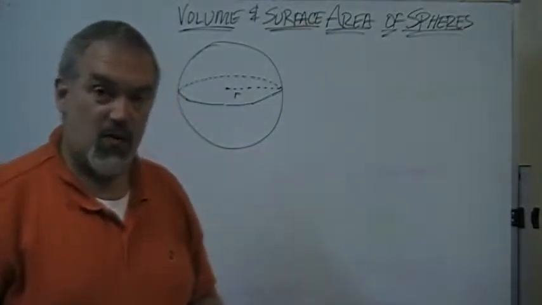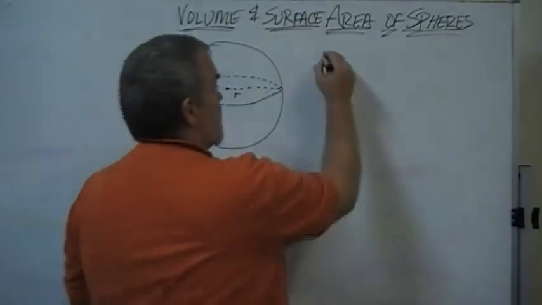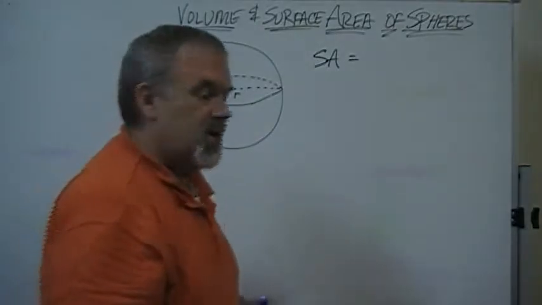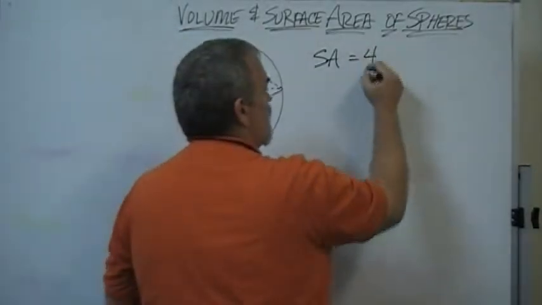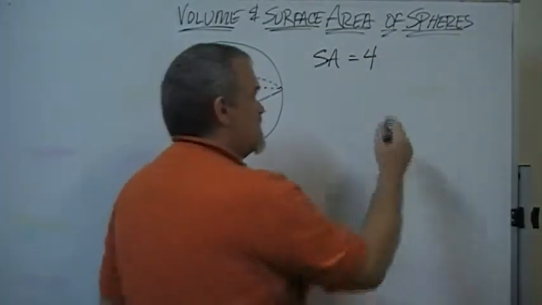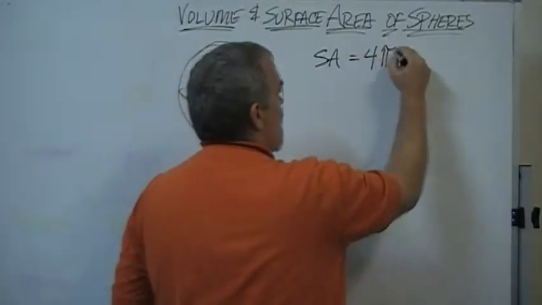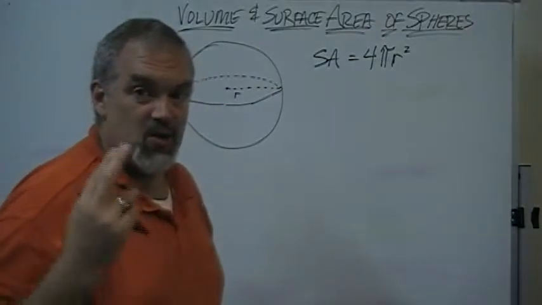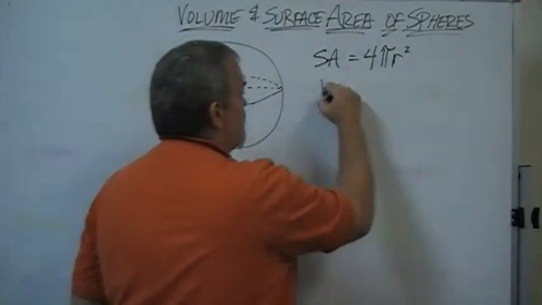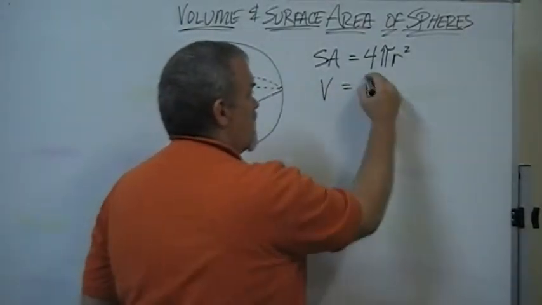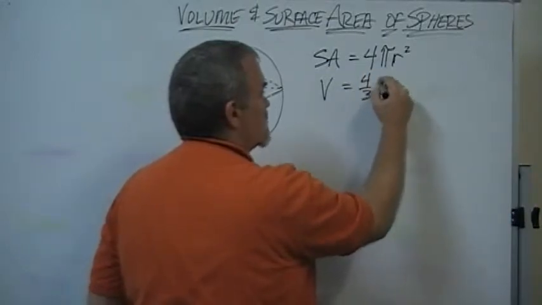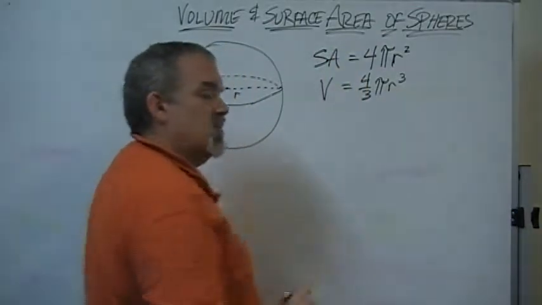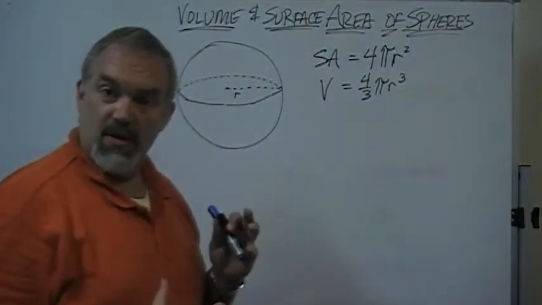So here are the two formulas that you need. The first is surface area. The surface area of a sphere is equal to 4. It's round, so it's got to have pi involved somewhere. 4 pi r squared. Remember, it's squared because we are talking about area, two-dimensional. Volume, very similar looking formula, only it's 4/3 pi r cubed. Again, remember it's cubed because we're talking about 3 dimensions.